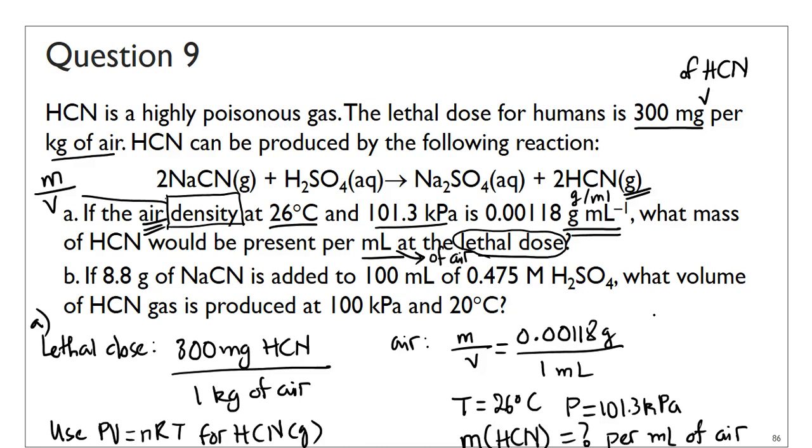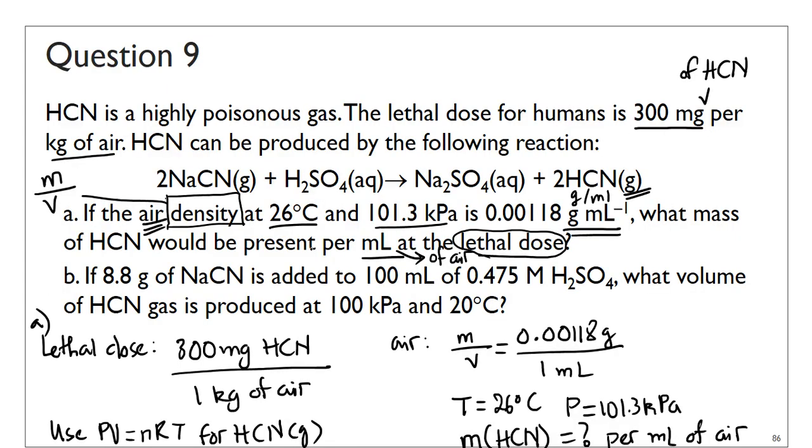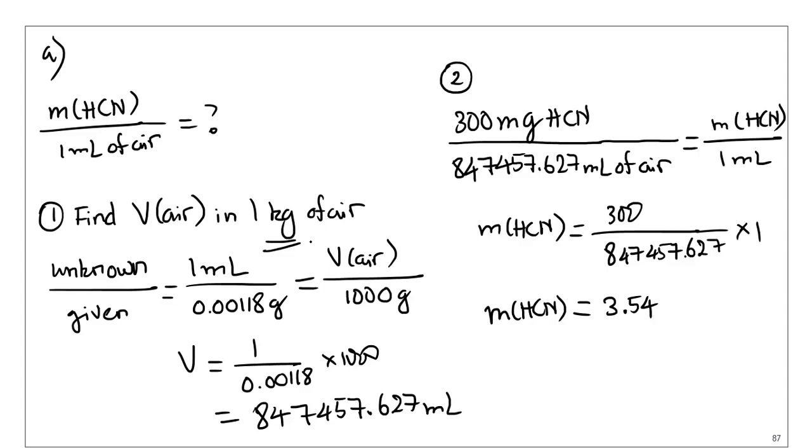Okay, if you look at the actual values that you use, you have 300 milligrams and it's 3 sig figs, and then the 118 is also 3 sig figs. Even though there's 26 degrees Celsius here, you don't actually use it, so you don't count it as part of the significant figures. So I get 3.54 times 10 to the negative 4 milligrams. That's my answer for part A.